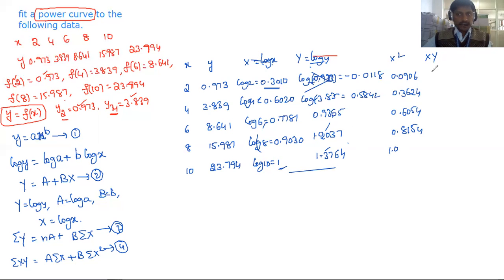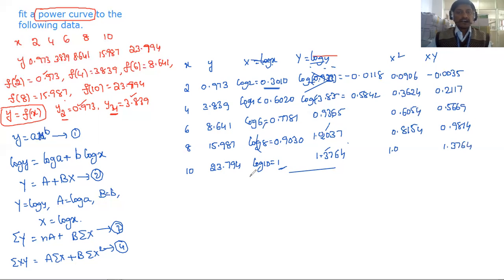And next XY is nothing but capital X and capital Y multiplied. You may get it as minus 0.0035, and next 0.2117, and next one 0.5669, and next 0.9814, and next one 1.3764.